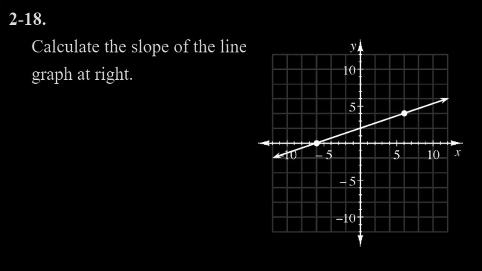This one starts at question 18, and I think the last one is 22. So let's start with 18. It says, "Calculate the slope of a line graphed at right." I don't know why they didn't put the "ed." Oh, maybe if there was a period, I guess. I think it should be "graphed at right." So anyways, there's a graph here, and the question is, what's the slope of this line?